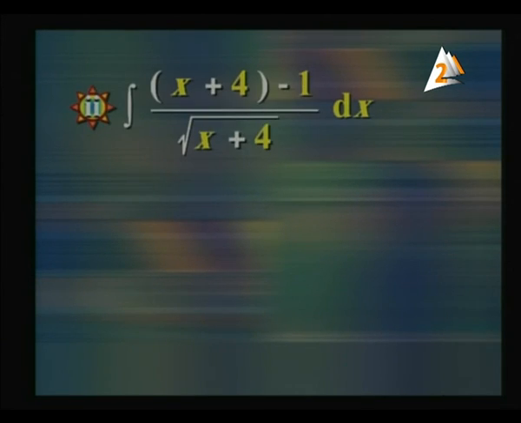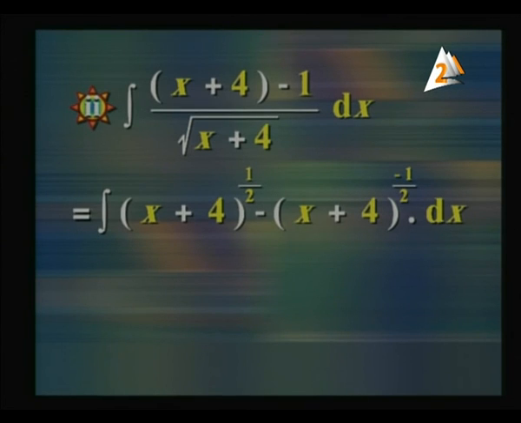Look at the second. What is the integration of x plus 3 over the square root of x plus 4? We divide it into x plus 4 inside the bracket minus 1 over square root of x plus 4 dx. Then we find the integration of x plus 4 over square root of x plus 4 equals x plus 4 to the power half, minus 1 over square root of x plus 4 means x plus 4 to the power negative half dx.